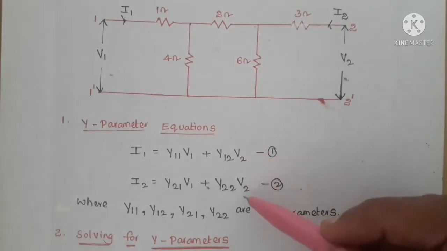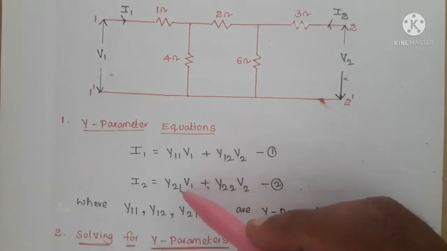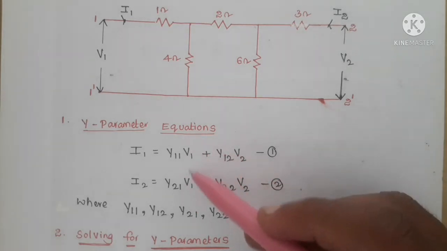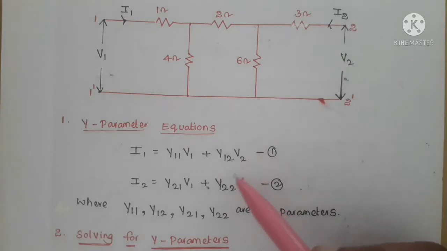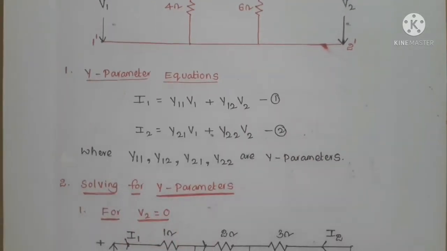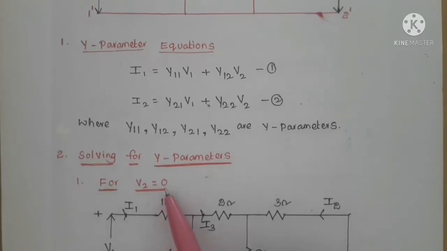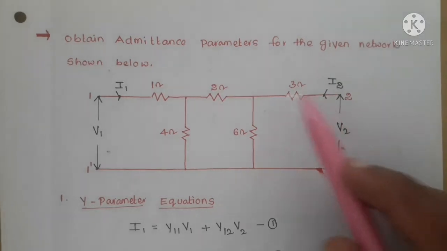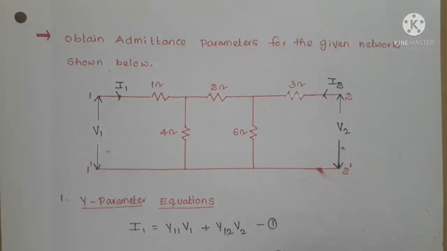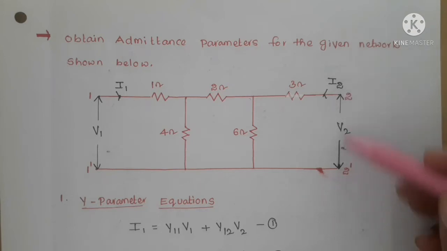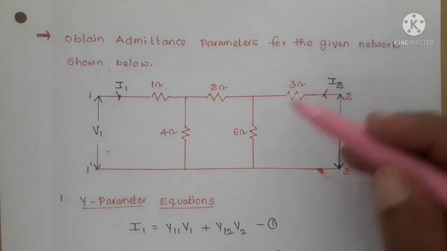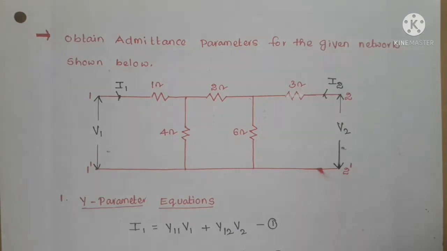We have to make V2 equal to 0 to get Y11 and Y21, and we have to make V1 equal to 0 to get Y12 and Y22. So first, making V2 equal to 0 in the circuit as well as in the equations. V2 equal to 0 means the port is short circuited. Once it is short circuited, these two elements come in parallel.